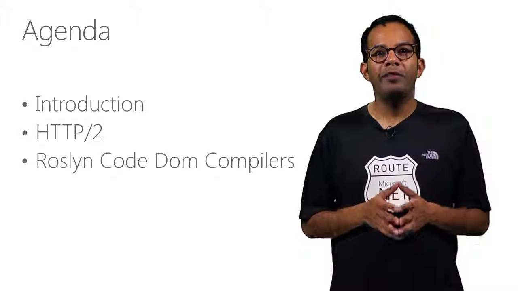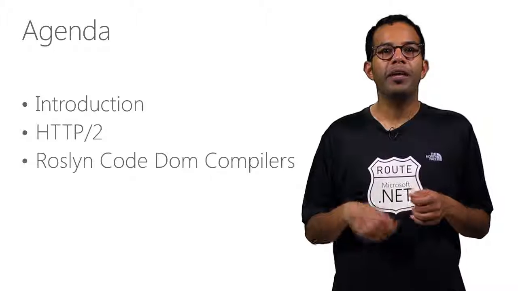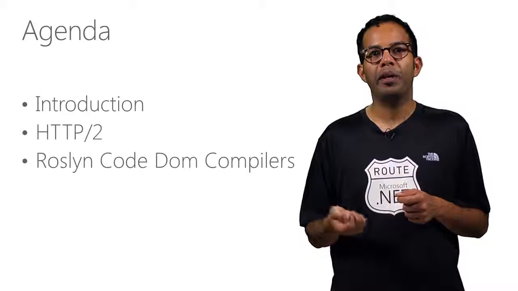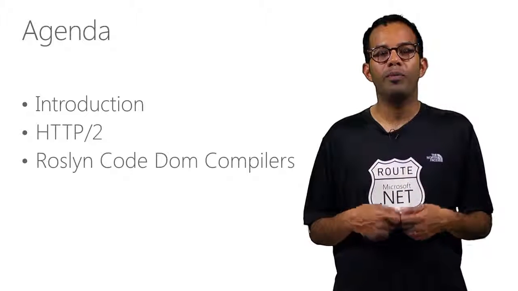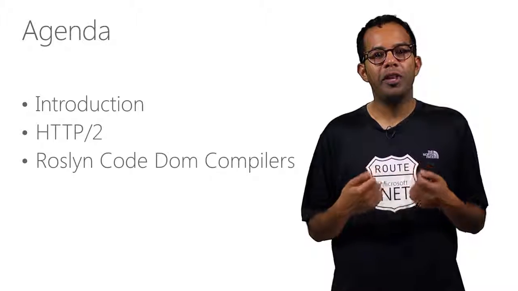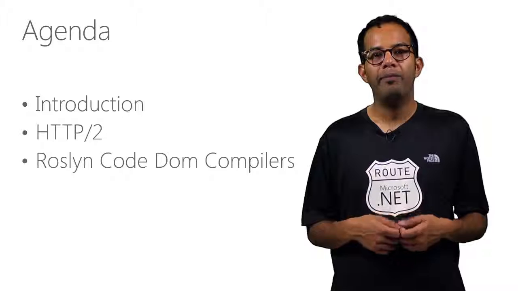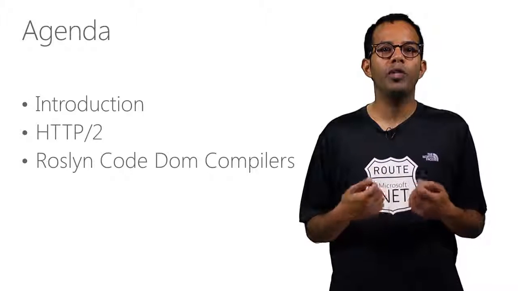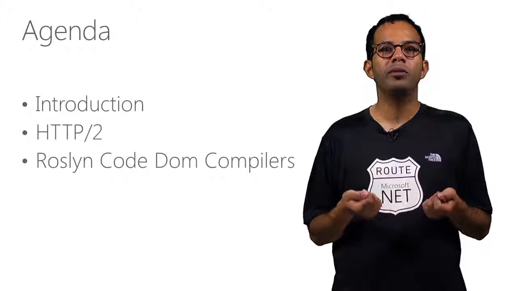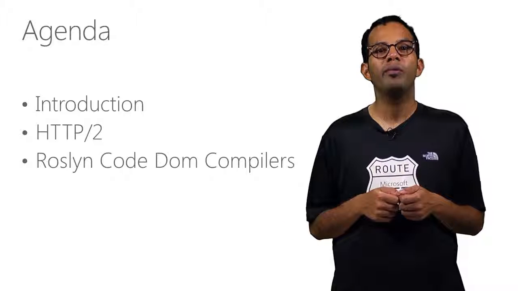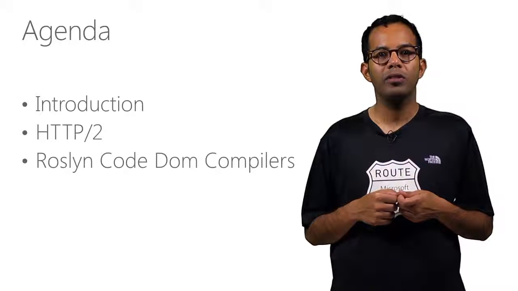In ASP.NET, if you use these code DOM compilers, you can now use the new language features that are coming up in C# 6 in your Web Forms pages. And potentially, if you have large apps which use lots of user controls, maybe have lots of dependencies, if you switch to the Roslyn code DOM compilers, you'll see a significant improvement in startup time for your applications.